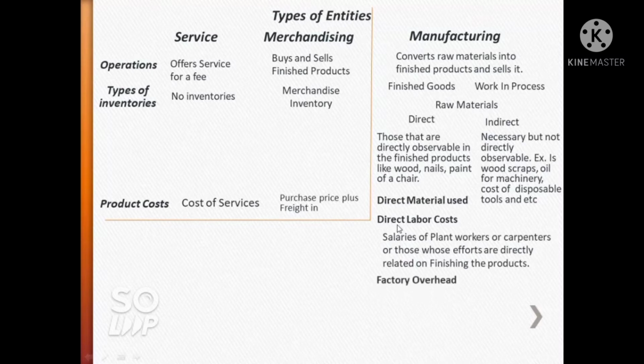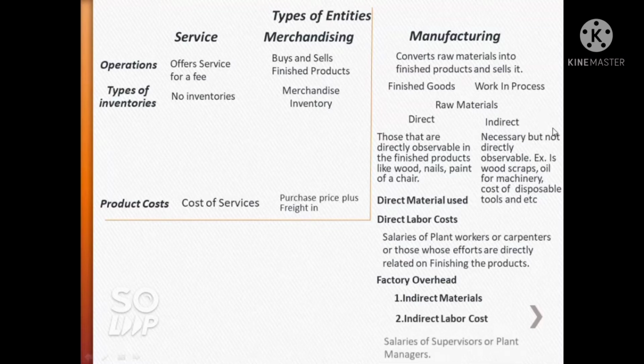The third product cost is known as the factory overhead, and under this are the indirect materials, which were already discussed earlier, and the indirect labor. So what is indirect labor? Indirect labor are salaries paid to employees related to the production process or area but are not really the ones transforming the raw materials into finished products. Examples are the salaries of the supervisors and managers of the plant.